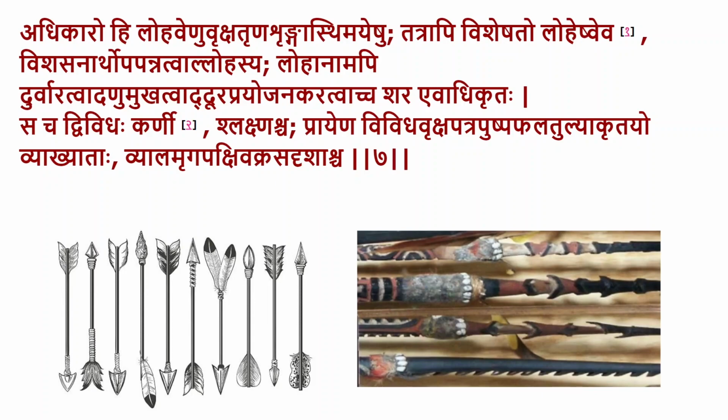Now, Adhikarohi, Loha, Venu, Vriksha, Truna, Shringa, Asthimayeshu, Tatrapi Visheshato Loheshveva, Vishasratha Upapannatvat, Lohasya, Lohanampi, Durvaratvat, Anumukhatvat, Dura-prayojanakaratvat, Sharayeva, Adhikrutaha. Now, in Sushruta's period, the common types of foreign bodies which could get into the body could be either metal or maybe bamboo or any other plant material, grass or horns of animals.